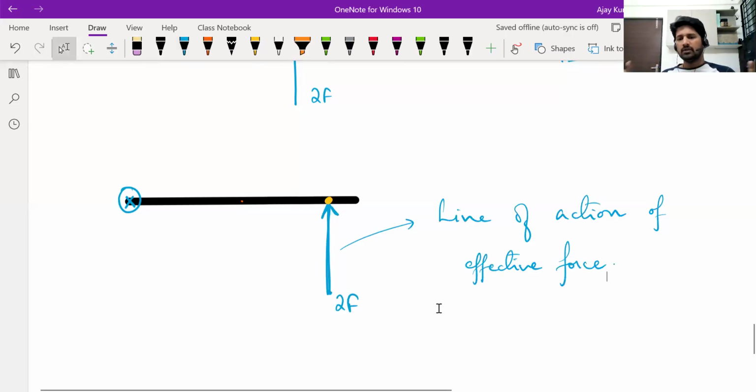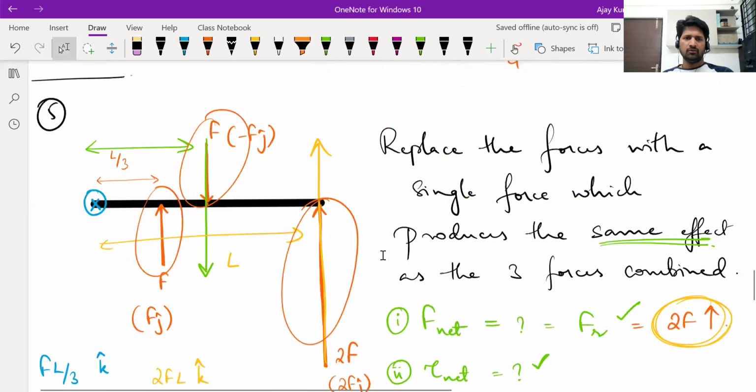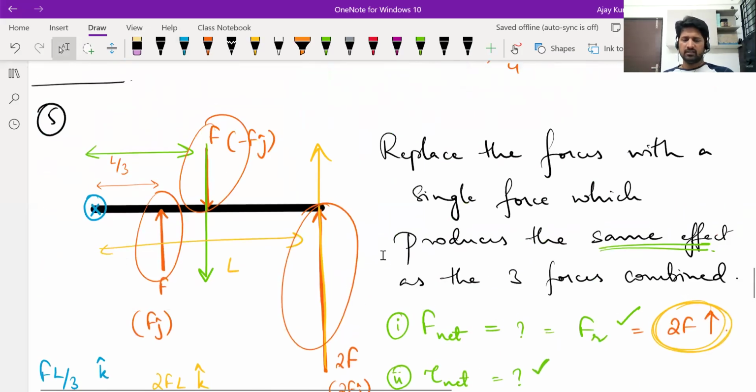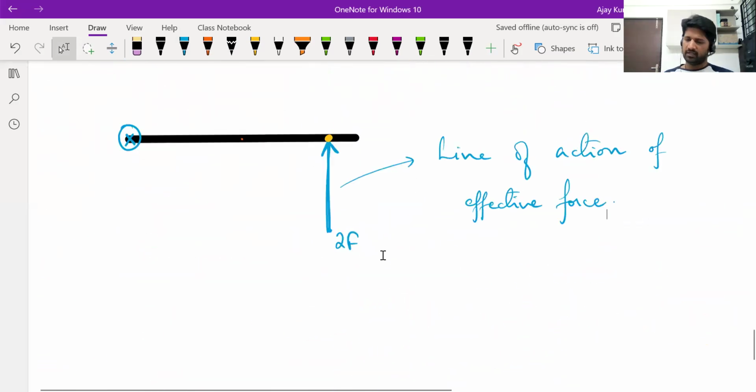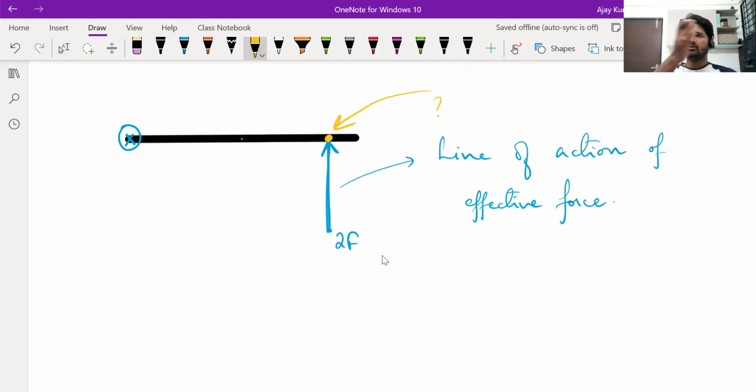Fine. This way you can replace a set of forces acting on a system with a single force such that it produces the same effect. Now you may ask, sir, why take all that headache? If you want to apply any Newton's laws or anything, why should we even bother to find out this point? We know where individual forces were acting. We could calculate individual torques and use that in the solution directly. Why replace them with a single force and again use it? Okay, you may ask that question.